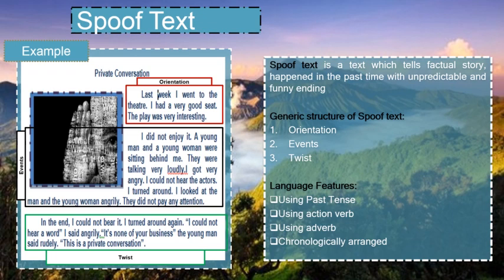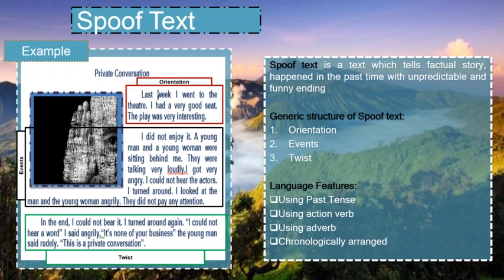Language features are using past tense, using action verbs, using adverbs, and chronological arrangement. For instance, private conversation at the theater. Generic structure analysis of spoof text about private conversation. First, orientation: introducing the writer's point of view, I, who is in a theater last week. Series of events: some events happened relating to the participants.